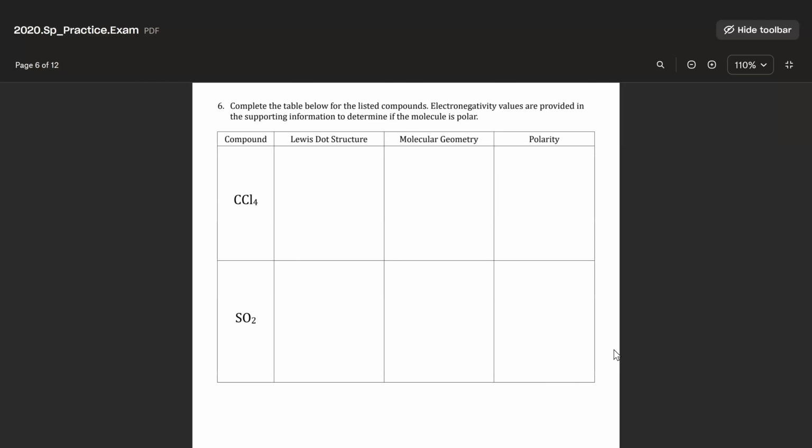I don't really care if you know if this is polar or not. I care if you know about the process. So show me you understand the process, or at least part of it, so I can give you partial credit.